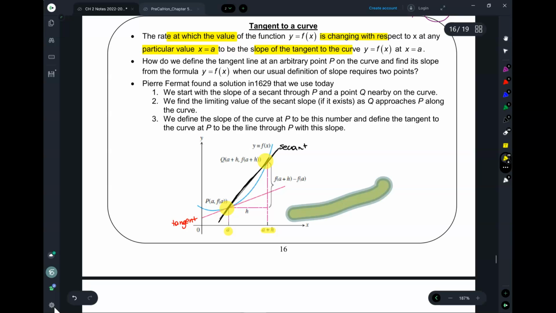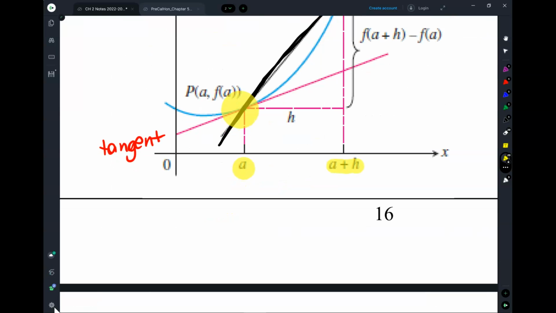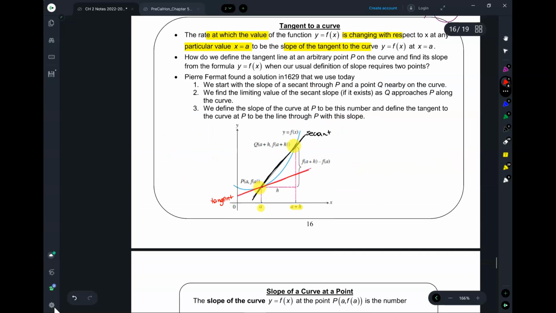However, if I want to find the rate of change at that specific point, then instead of taking H to be that big, I take a tiny amount for H, right? So if H becomes almost 0, then A plus H is right there, okay? And then that second point is right there. So when I connect those two with this red line, then it becomes more of a tangent line and not a secant line.